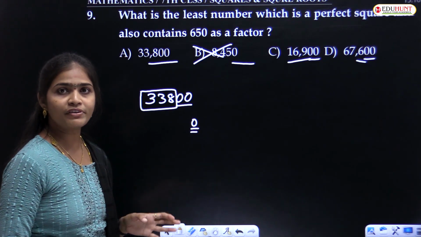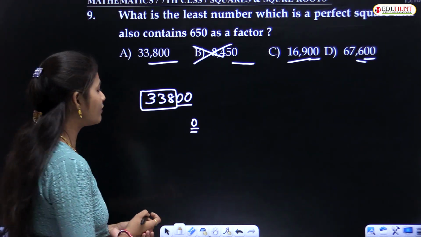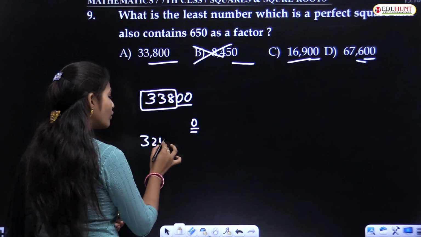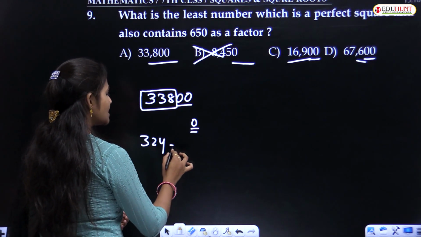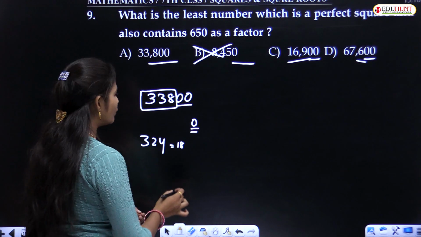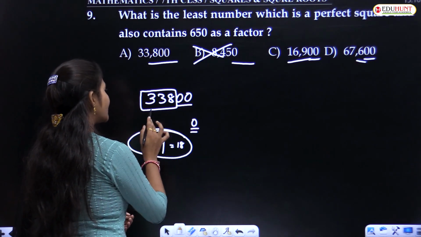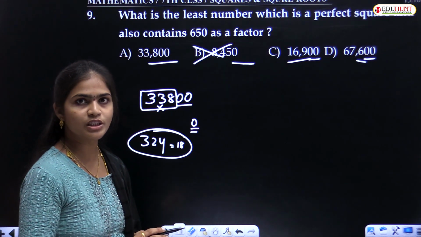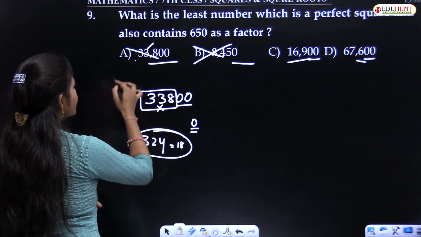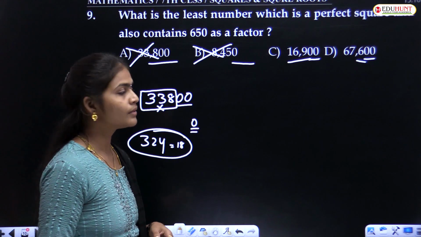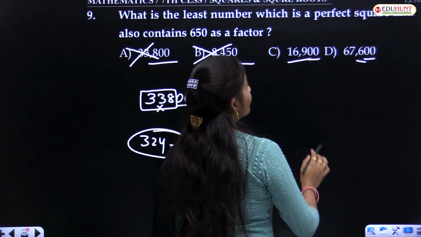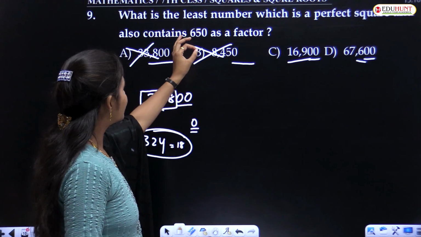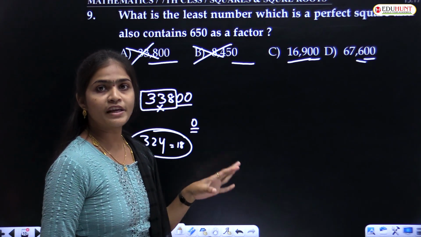338, is it a perfect square? It is not a perfect square. 324 is a perfect square, which is 18 square is equal to 324, no. So 324 is a perfect square, 338 is not a perfect square. Like that also we can check. So in that manner we can say that this is not a perfect square. Clear? Next, the first condition is the number should be a perfect square.